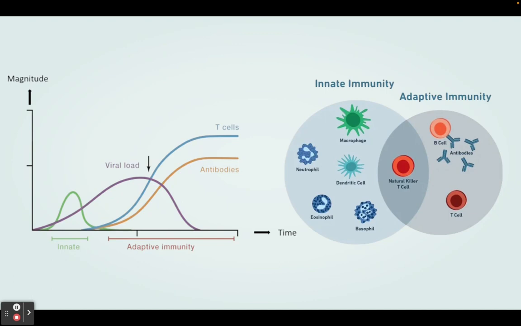This is just a quick graph that shows where your innate immune response is activated, which is right at the beginning here, versus your adaptive response across time and the proliferation of different cells, T cells and antibodies. So T cells is, as we said, your cell-mediated immunity, and antibodies is your humoral immunity. And then these are just the different types of cells in innate immunity versus adaptive immunity.